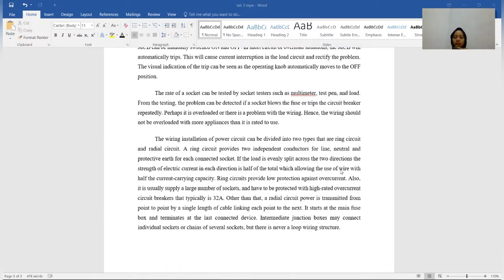Other than that, in a radial circuit power is transmitted from point to point by a single length of cable linking each point to the next. It starts at the main fuse box and terminates at the last connected device. Intermediate junction boxes may connect individual circuits, individual sockets, or chains of several sockets, but there is never a loop wiring structure.